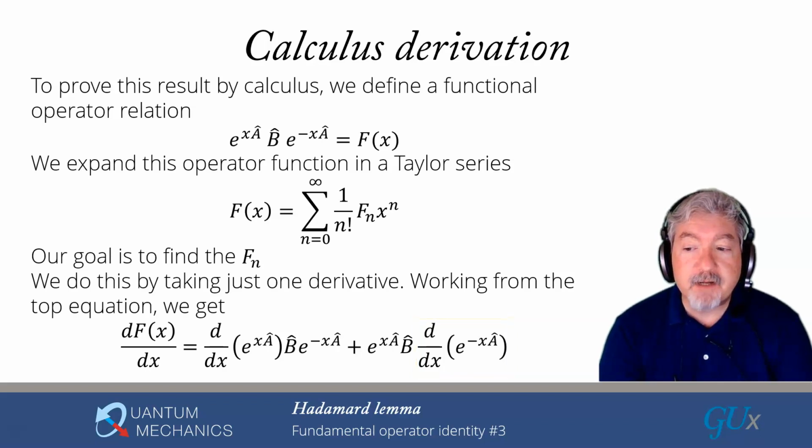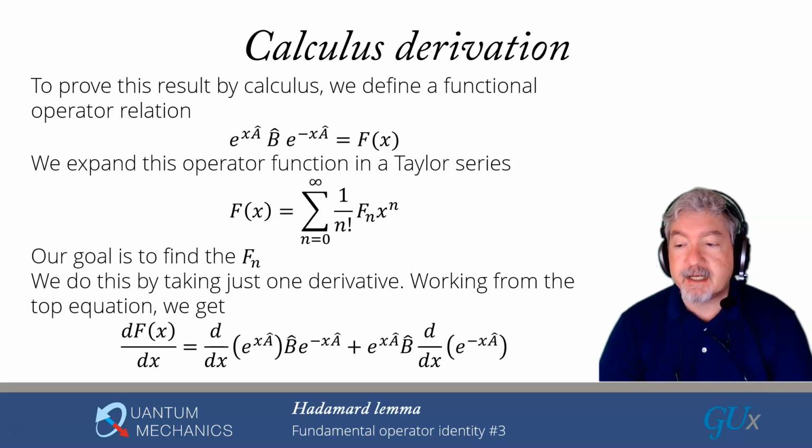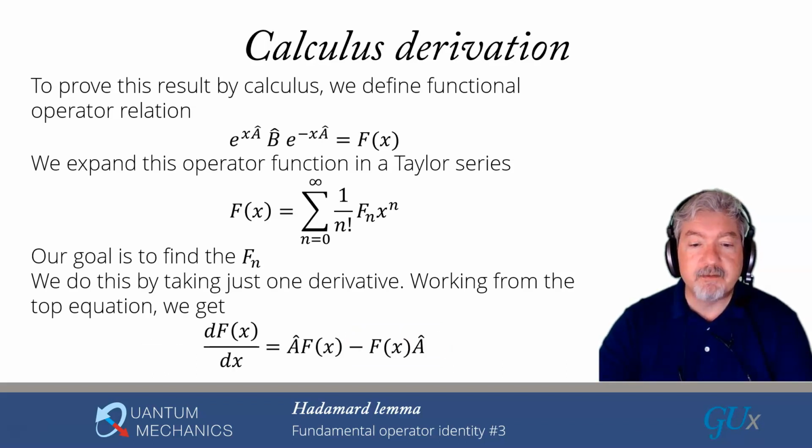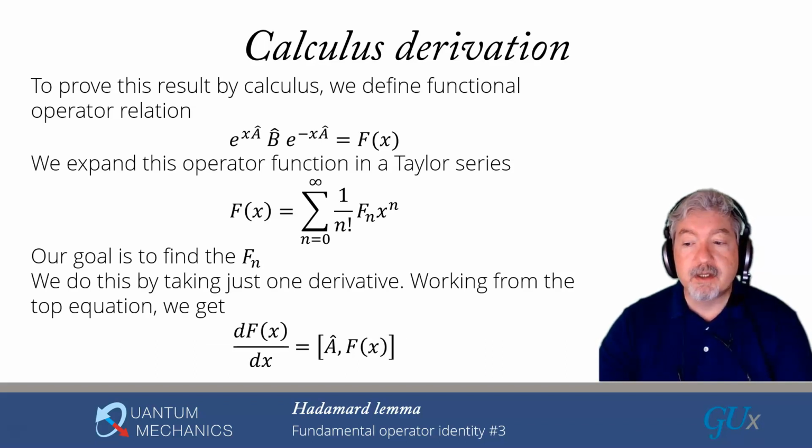Now, for the term on the left, I'm going to pull that a hat out to the left. And for the term on the right, I'm going to pull the minus a hat out to the right. And so you can see this is what we get. And now I'm going to put back in the definition of f of x. You see I have an f of x on the right part of the left-hand term, and it's the left part of the right-hand term. And so I can put in that f of x, and you can see that becomes the commutator of a with f of x. Okay, so that concludes the first part of the derivation.